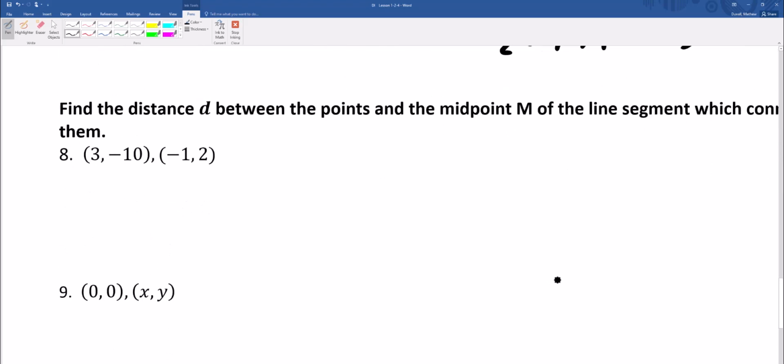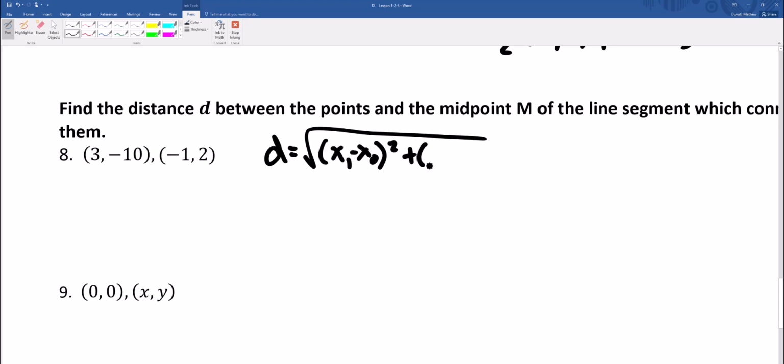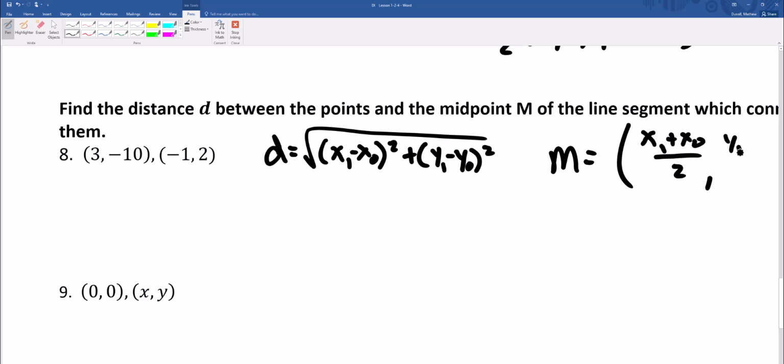For the distance formula, remember that the distance formula is the square root of the two x values squared, and you add it to the two y values squared. And then the midpoint formula is you add them together, divide by 2, add them together, divide by 2. And you create a new point.